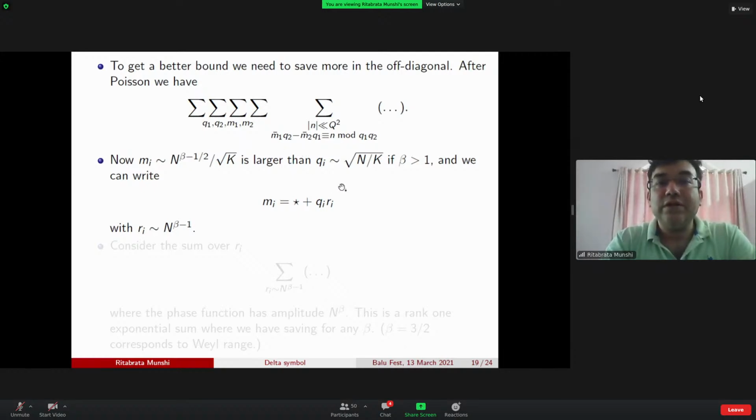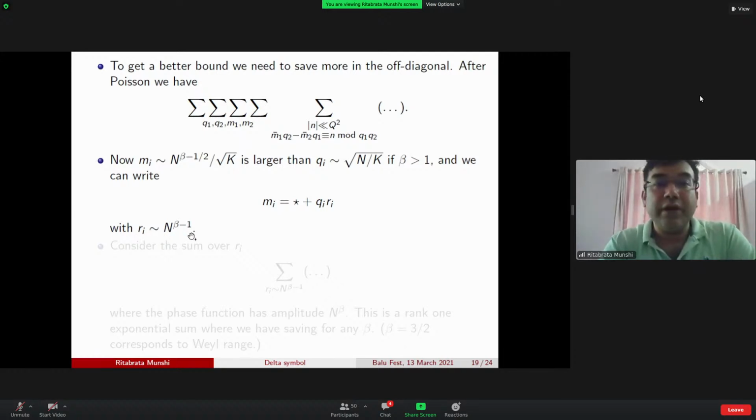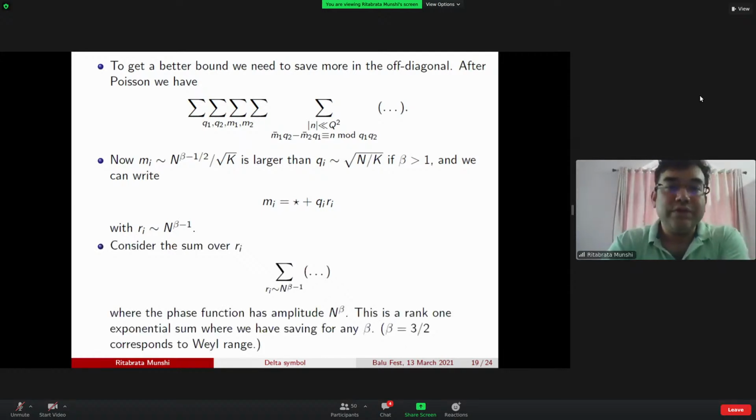But since m1 is larger than the size of the modulus, I can write it down in terms of the congruence classes. So I can write down mi as some congruence class modulo qi plus qi ri, and then still in ri we'll have some size left. Okay, so ri will be of size n to the power beta minus 1. And since beta is at least near 3 by 2 or even larger, we have some size in ri left. Okay, and then we consider the sum over ri. All right, and that gives you something better than 3 by 2, or something sub-Weil.